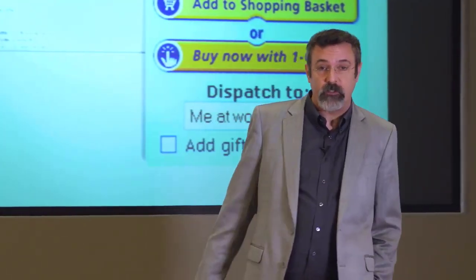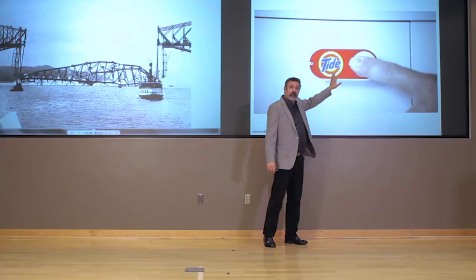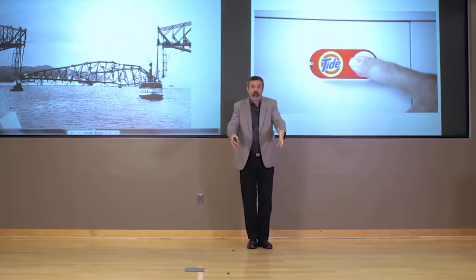And this isn't even the latest technology. The latest technology is this. That's a magnet. It goes on your washing machine. And when you are running low on laundry detergent, you push the button. That's all you do. You just push the button. It's pre-registered with your credit card and your address and all of that stuff. So you push the button, and 3 days later, a box of Tide shows up on your doorstep.